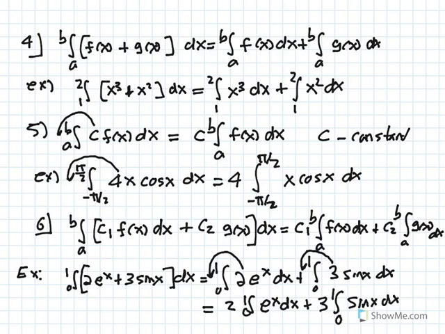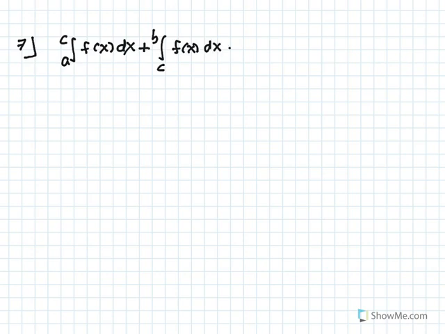All right, let's look at property number 7. Here we have the integral from a to c of f of x dx plus the integral from c to b of f of x dx is equal to the integral from a to b of f of x dx. Let's illustrate this with a diagram.